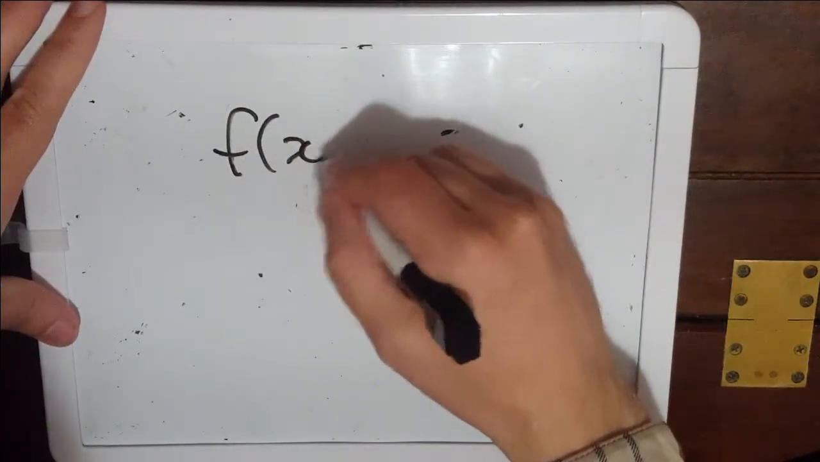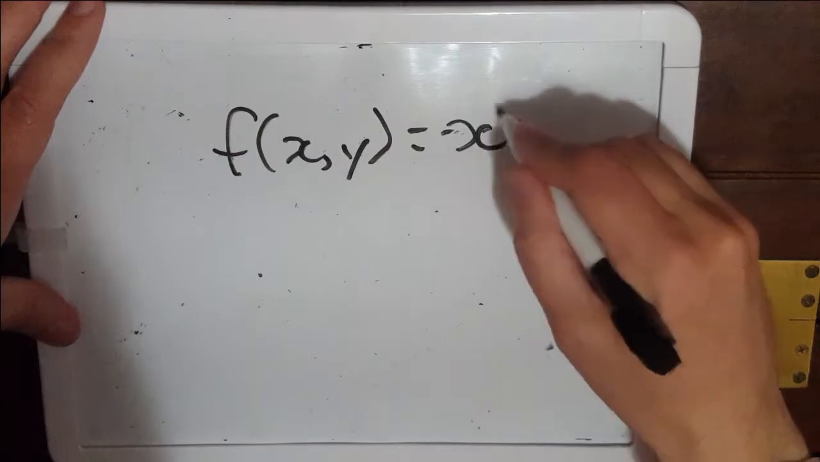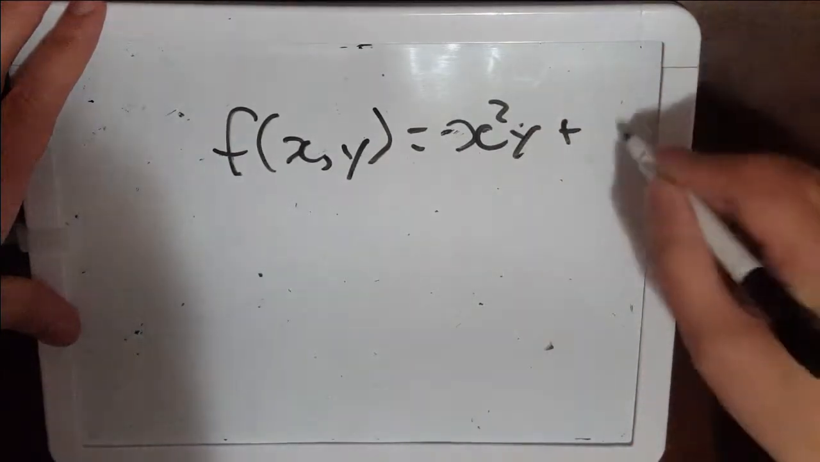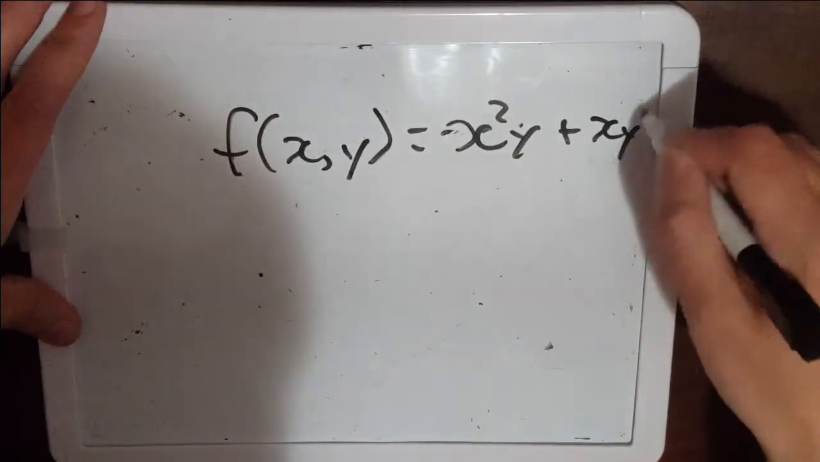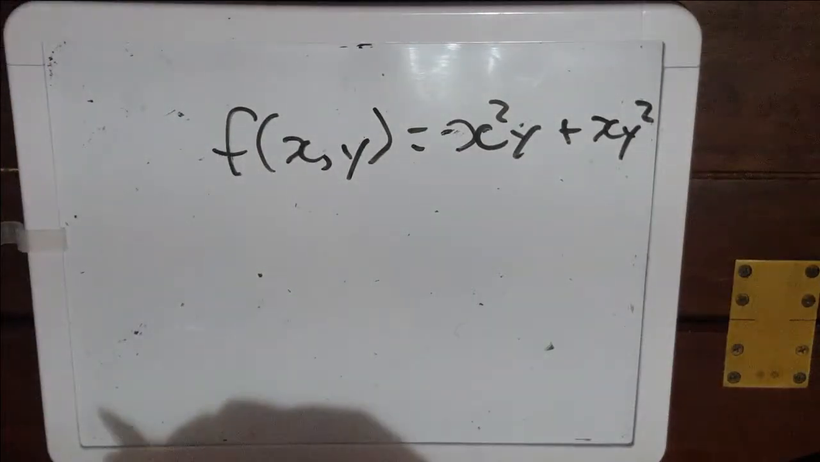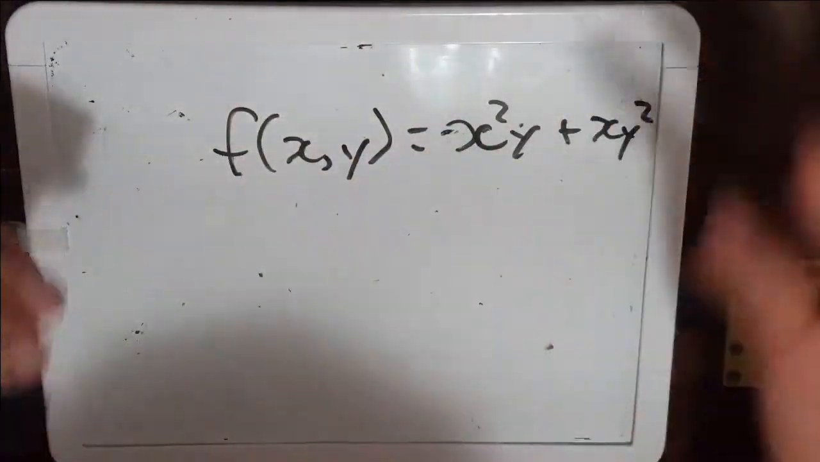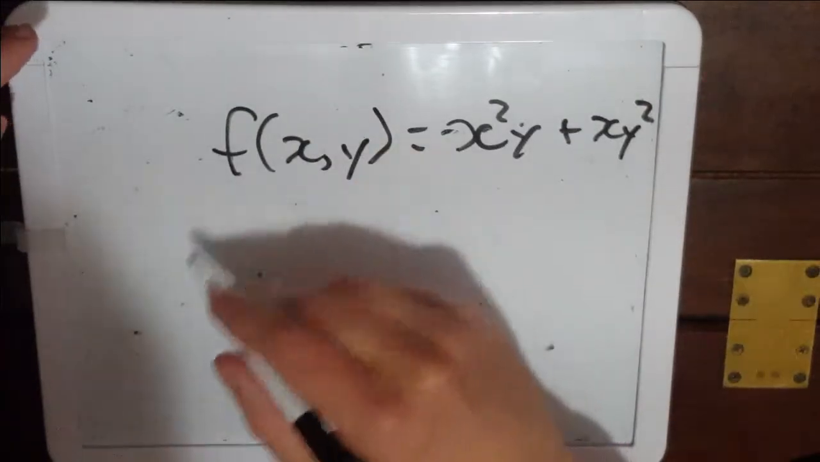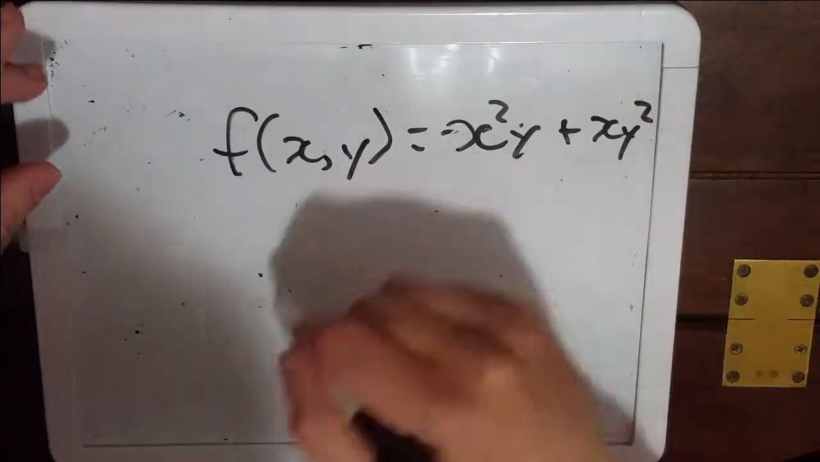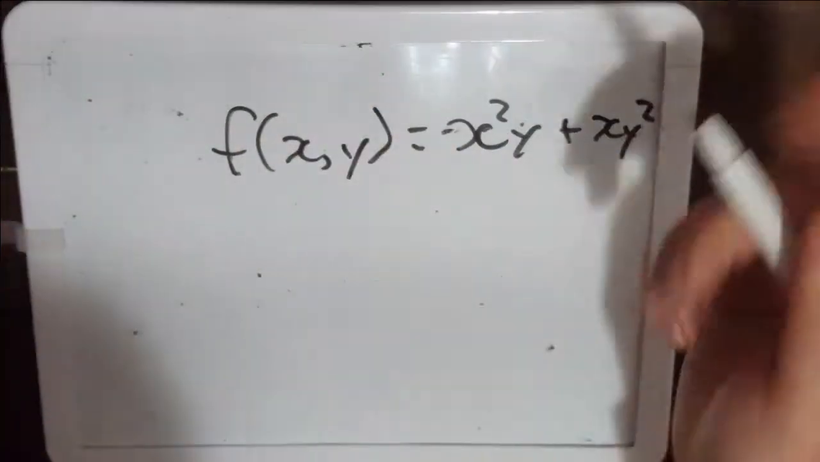So how we do that, we've got f, and it's going to be x squared y plus, let's go, x y squared. Now how we find the gradient, which is kind of the derivative of the entire function, what we're going to do is take all the partial derivatives of each variable and then put them in a vector.